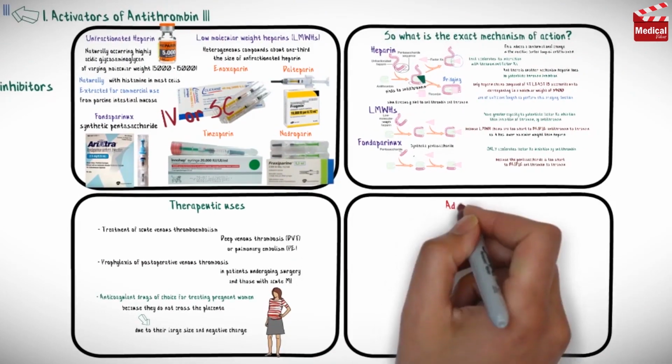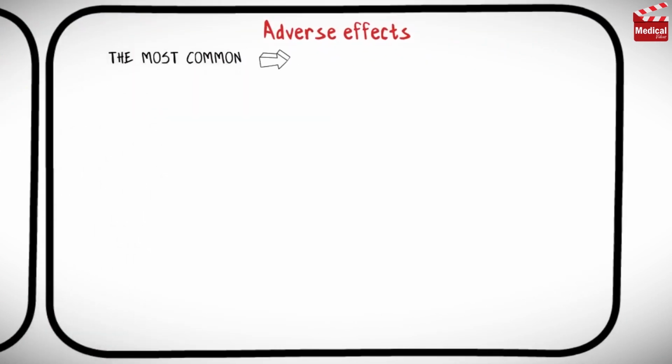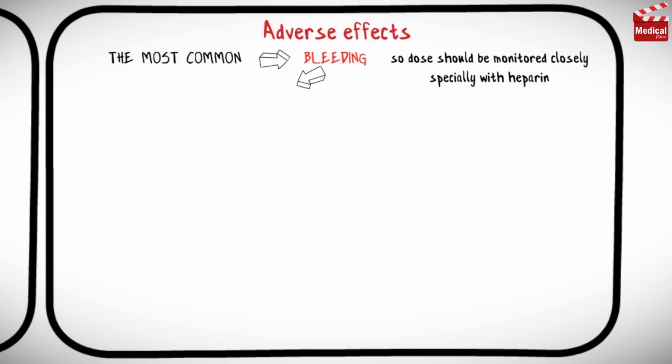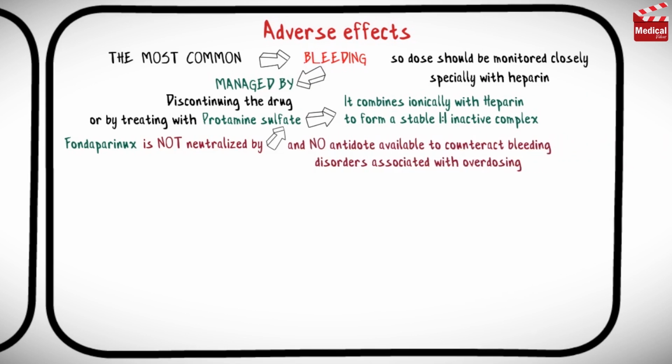So what about their adverse effects? The most common adverse effect of heparin and low molecular weight heparin therapy is bleeding. So dose should be monitored closely, especially with heparin. Excessive bleeding may be managed by discontinuing the drug, or by treating with protamine sulfate. It combines ionically with heparin to form a stable, 1-to-1 inactive complex. Fondaparinux is not neutralized by protamine sulfate, and there is no antidote available to counteract bleeding disorders associated with overdosing.